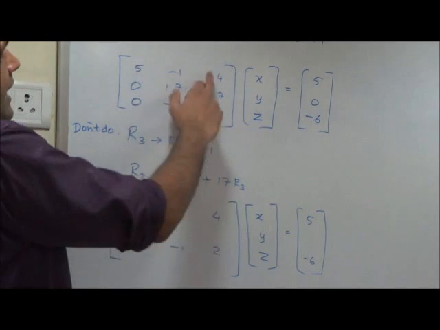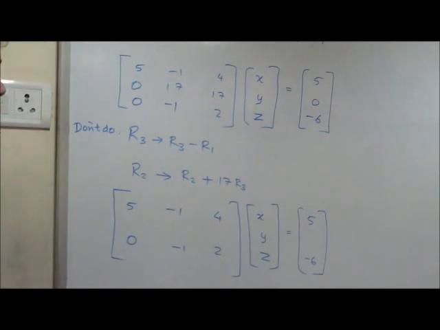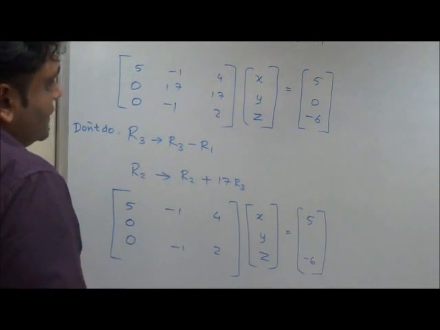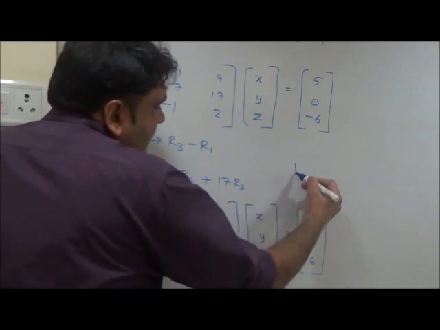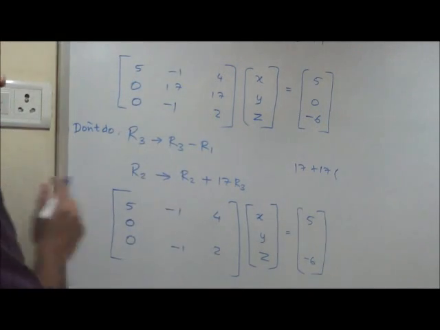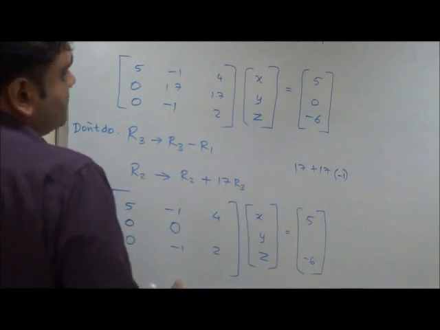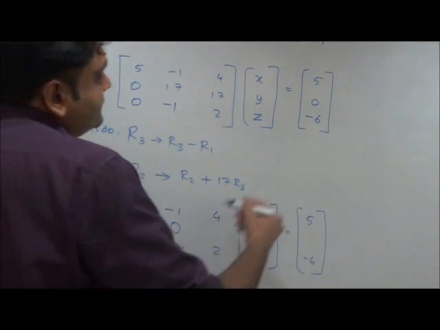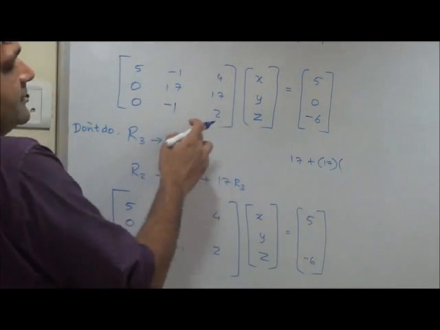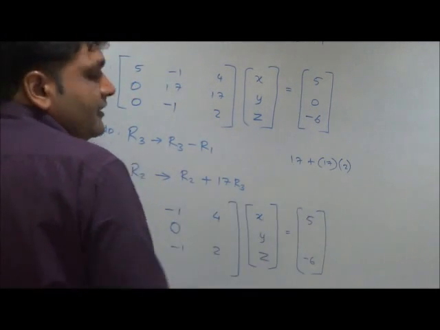I want to change R2. So R1 and R3 first only I will write and keep to avoid any careless mistake. Now how do we calculate R2? Please observe. R2 plus 17 R3 I want to do. 0 plus 17 into 0, 0. Then 17 plus 17 into R3, which is minus 1. That will be 0. Next, 17 plus 17 into R3 is 2. Correct, na? 17 into 2, 34 plus 17, 51.